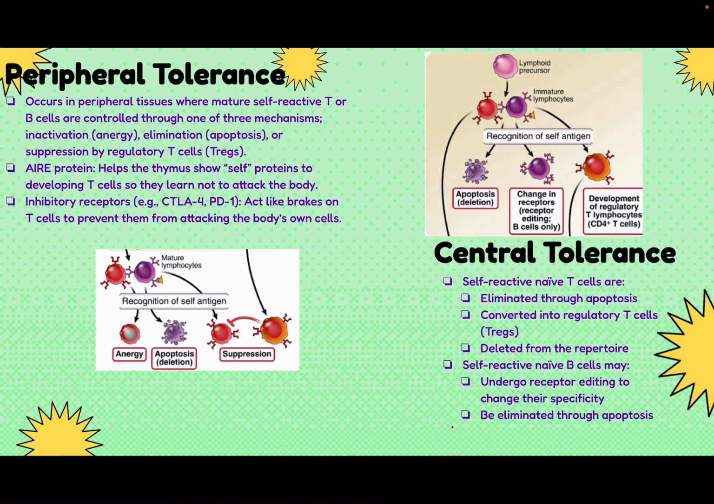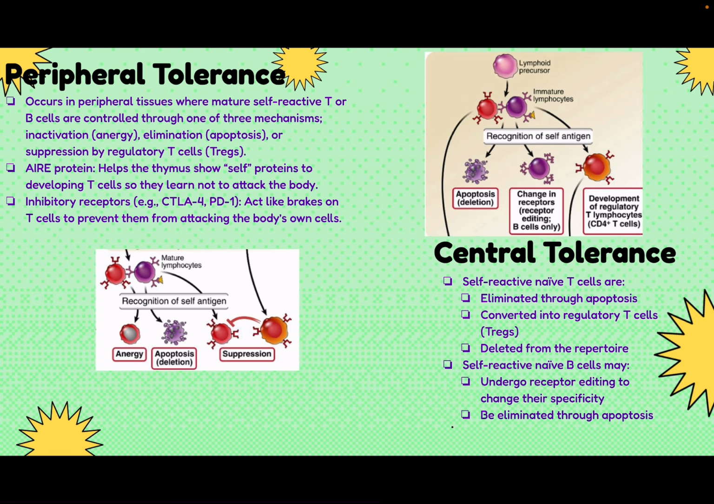Types of tolerance. Central tolerance is for naive lymphocytes. For T cells, it occurs in the thymus. The naive T cells that are self-reactive will either die through apoptosis, change into regulatory T cells, or are deleted. For B cells, it occurs in the bone marrow, where the self-reactive naive B cells can either edit their receptors through receptor editing or will die through apoptosis.